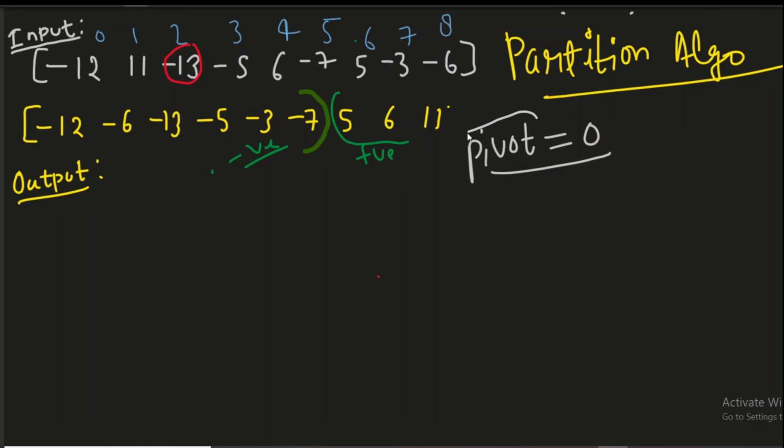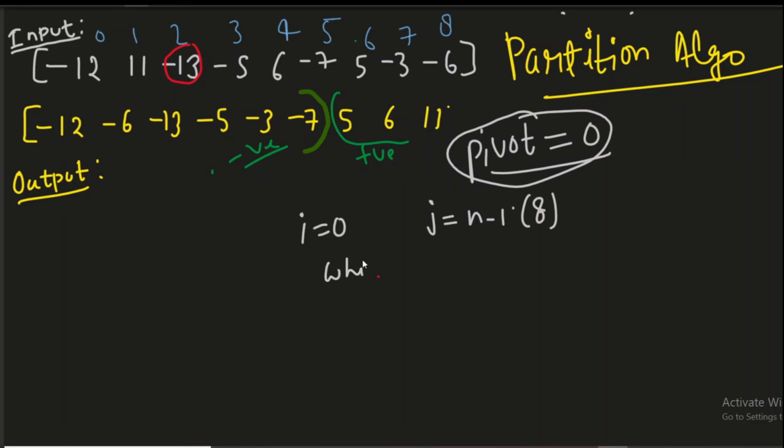So we do partition around this pivot 0. Let's see how we can do that. We'll take 2 pointers, i equals 0, j equals n minus 1, which is 8. Okay. We'll run this loop while i is less than j.